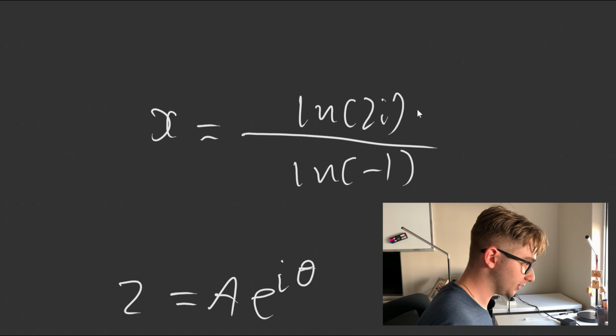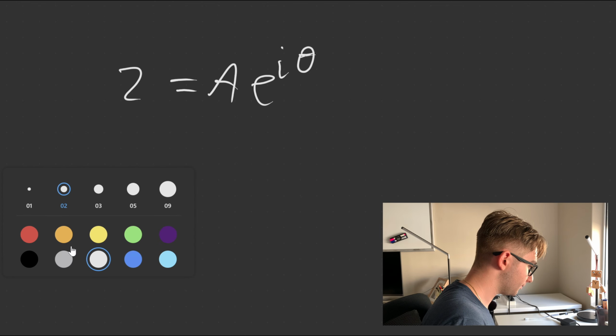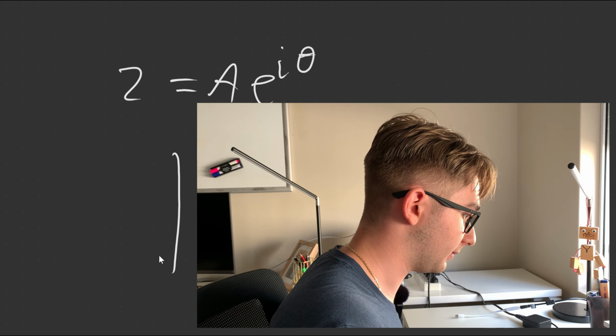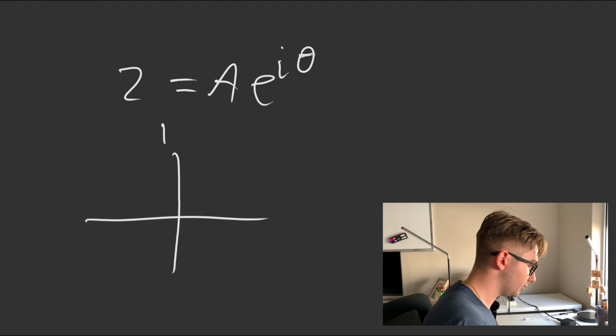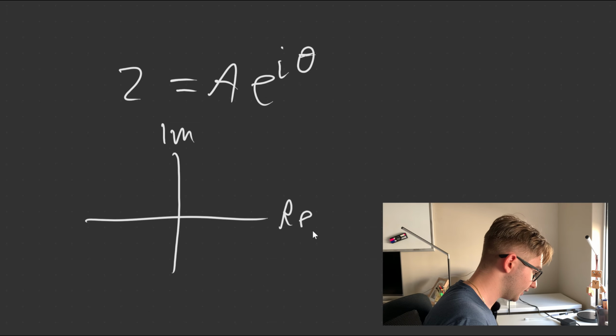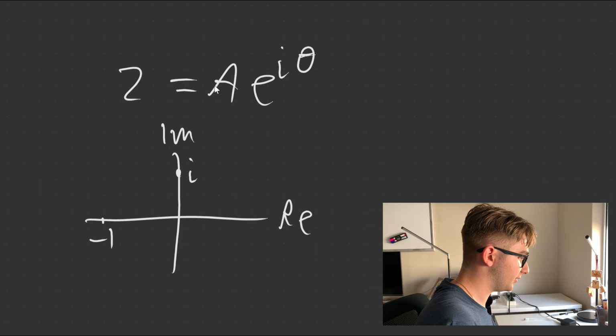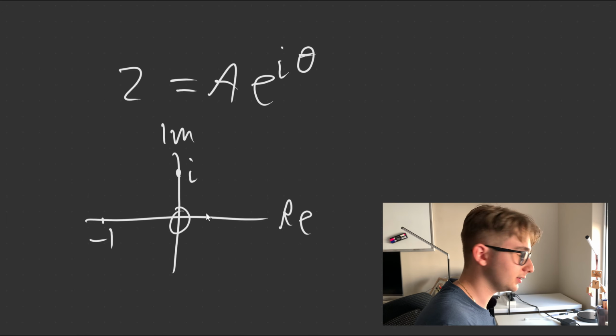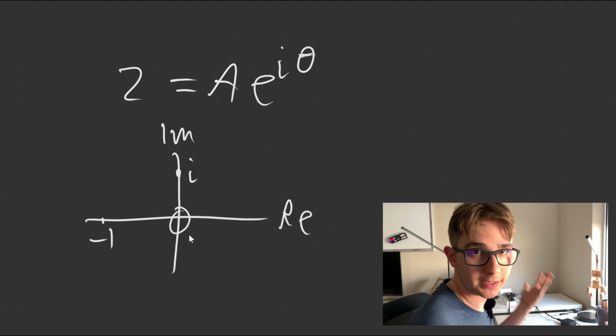So in this case, if we look at 2i and negative 1, right? Let's draw a complex plane here. Draw it here, so it doesn't block my face. So we're going to have the imaginary axis, we're going to have the real axis. Negative 1 is going to be here, and i is going to be at the top here. Now for both, it's going to have an a value of 1, because the distance of negative 1 from the origin here is going to be 1. Same thing with i to the origin, it's also going to be a magnitude of 1.